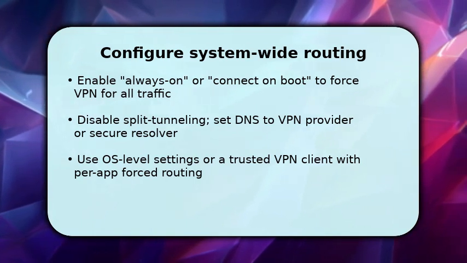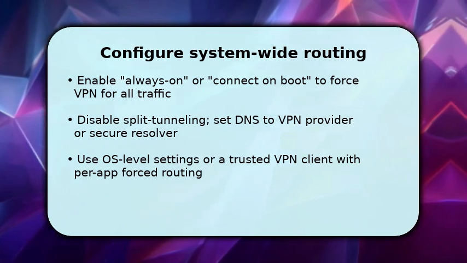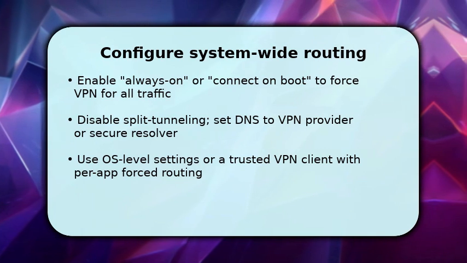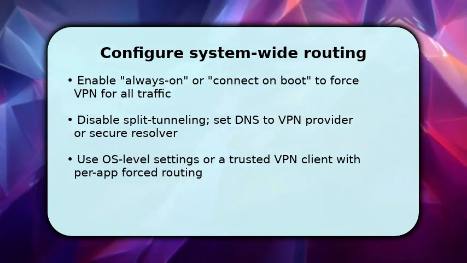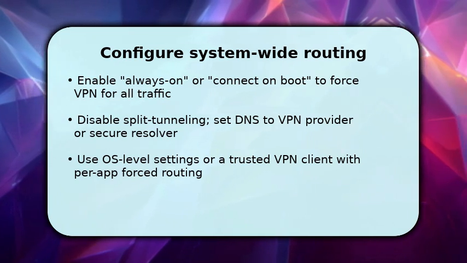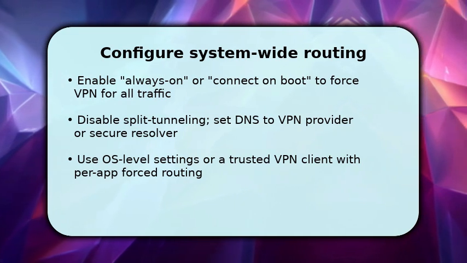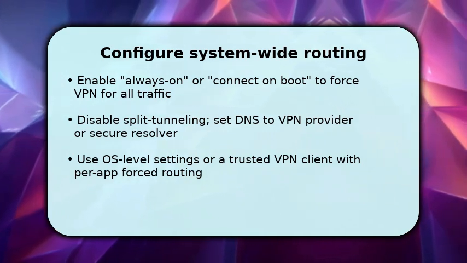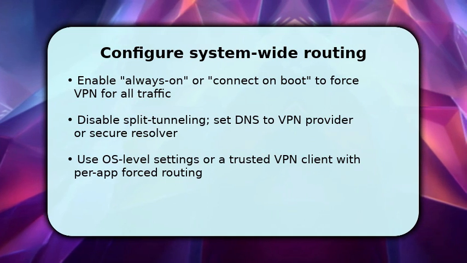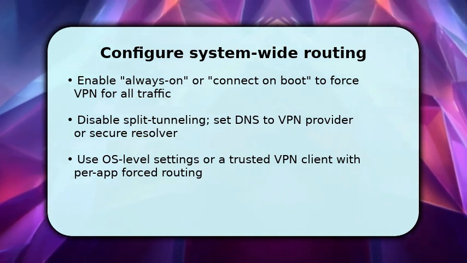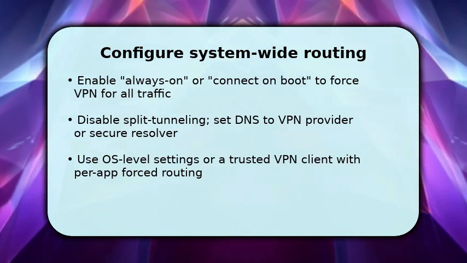Now configure routing so all apps go through the VPN. On Android, enable Always-On VPN and lock the connection. On iOS, use per app VPN profiles in MDM or device settings. On desktop, set the VPN adapter as default gateway. Disable split tunneling so no app bypasses the tunnel, and point DNS to the VPN provider or a secure resolver to avoid leaks. Once done, confirm the VPN is the default network interface and test with traffic and DNS leak checks to verify full coverage.